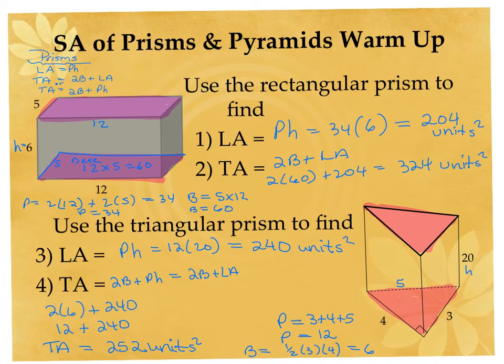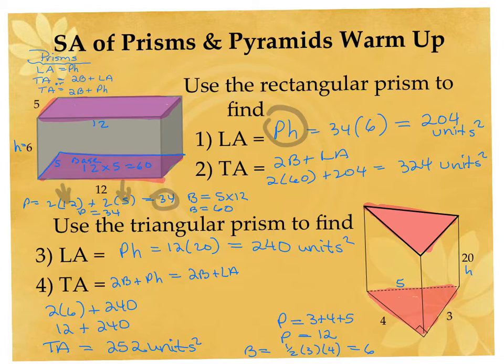So because my base was 12 by 5, my perimeter is 12 plus 12 plus 5 plus 5, or the 12 times 2 and the 2 times 5, and it gave me a perimeter of 34. So to find lateral area, I did perimeter times height of my prism, which was 6, and I got 204.